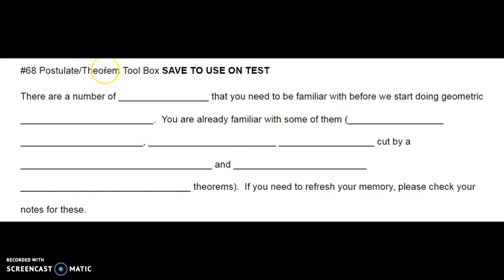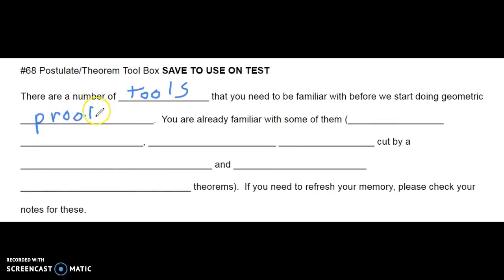Hello, class. Well, today we're going to be talking about a bunch of different tools you're going to need to be able to use to do geometric proofs. Okay, geometric proofs. So, there are a number of tools that you need to be familiar with before we start doing geometric proofs. Okay, now we've already looked at some of these.